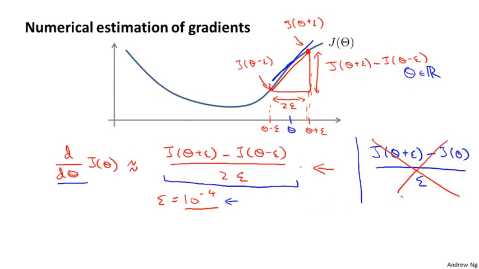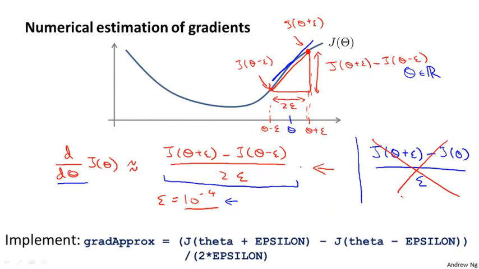So concretely, what you implement in Octave is the following. You implement code to compute gradApprox, which is going to be our approximation to the derivative, as just this formula: J of theta plus epsilon minus J of theta minus epsilon divided by 2 times epsilon. And this will give you a numerical estimate of the gradient at that point. And in this example, it seems like it's a pretty good estimate.